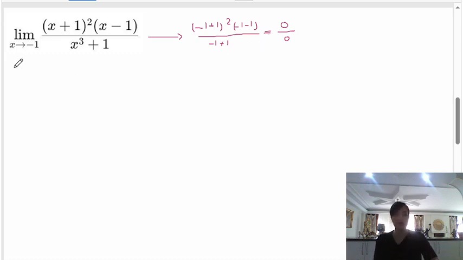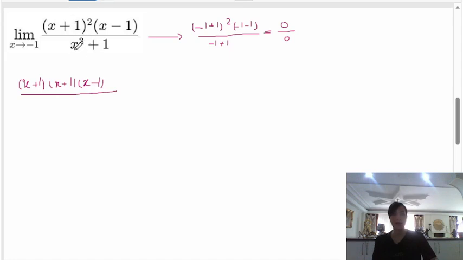So I bring out this factor and eliminate it. To get rid of this factor, for the numerator I have x plus 1, and here I will have x plus 1 again times x minus 1.